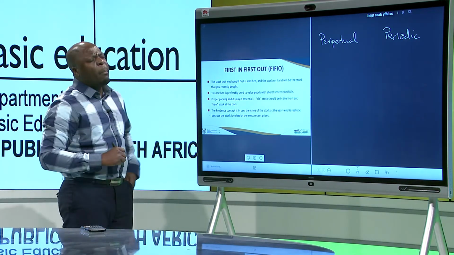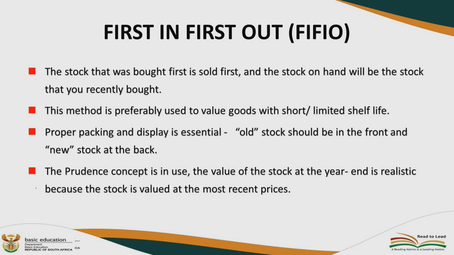In my next slide now, I'm basically defining to you, boys and girls, what is this first in, first out. All right? You need to understand that when we buy stock, we sell it, then whatever remains in the business, we need to give it value. Therefore, we want to calculate the value of closing stock. Now, when we use the first in, first out method, you need to understand that stock that was bought first is the stock that will be sold first. Stock that was bought first is the one that will be sold first.